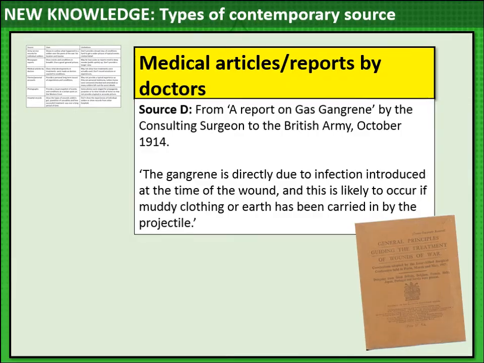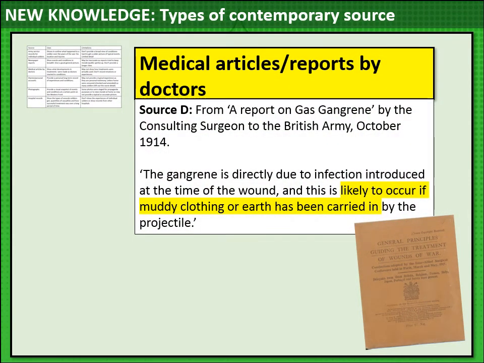I went for this: "likely to occur if muddy clothing or earth has been carried in." Again, my contextual knowledge leads me to this key piece of information as being the thing that gas gangrene was caused by. And that's the part of the source that I might use in an inquiry.